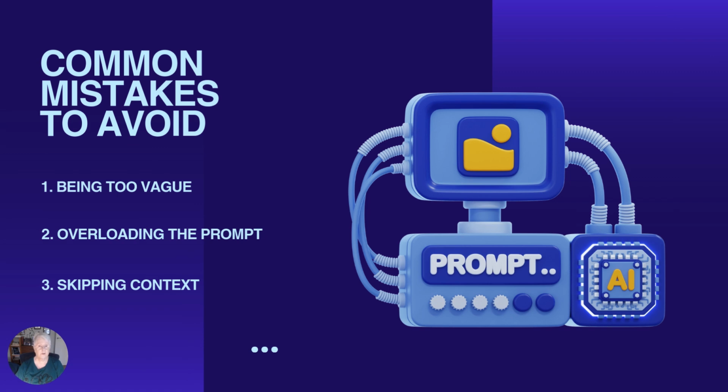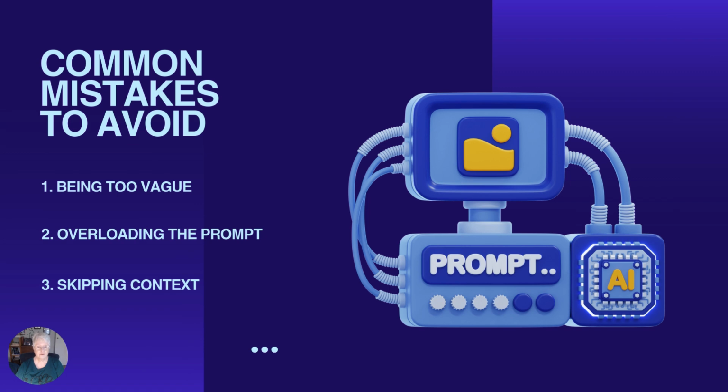Here are some common mistakes to avoid when dealing with AI tools. Number 1 is being too vague. It's not sufficient to ask the question, help me find my ancestor. You could be more specific and say, help me find birth records for John Smith, born around 1850 in Yorkshire, England.